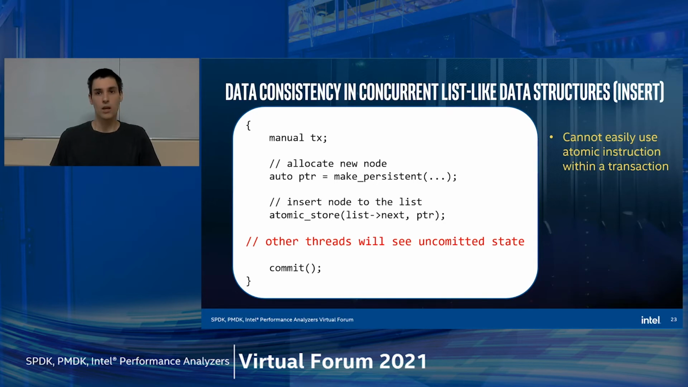Because we insert the new node before the transaction ends, so before the allocation is actually treated as persistent, and when it's still subject to a rollback, other threads can see an uncommitted state. If a transaction rollback happens when some other thread is reading from this new node, we have undefined behavior. And this also violates one of the properties I mentioned before.